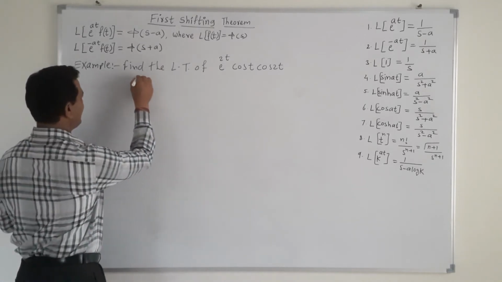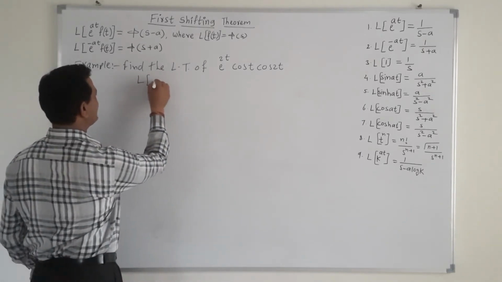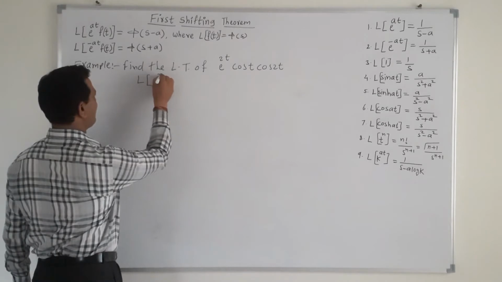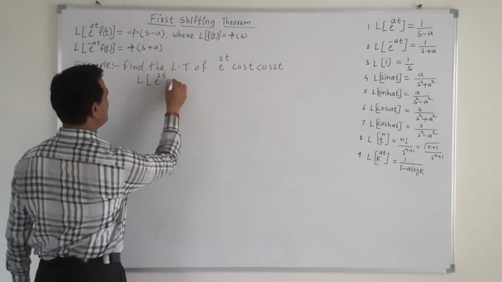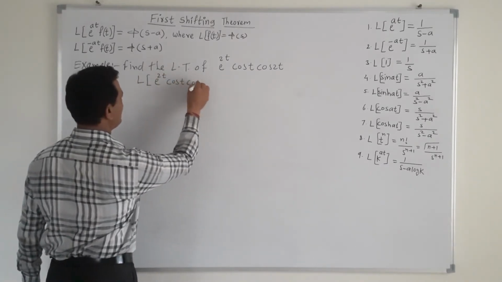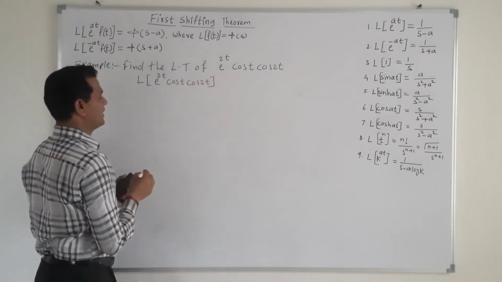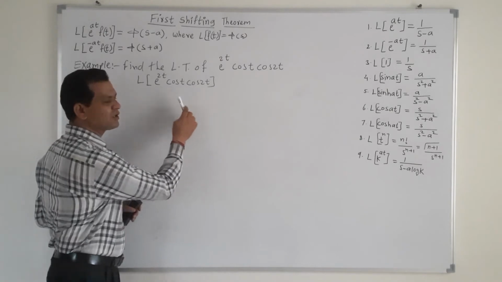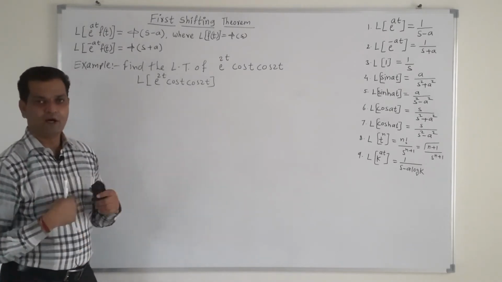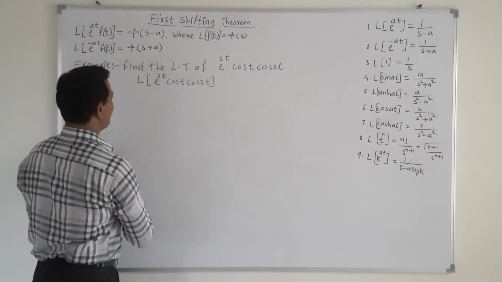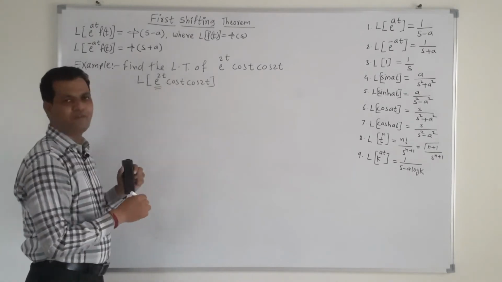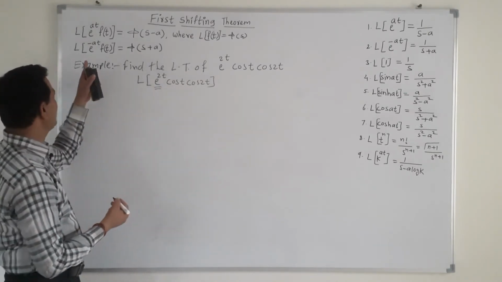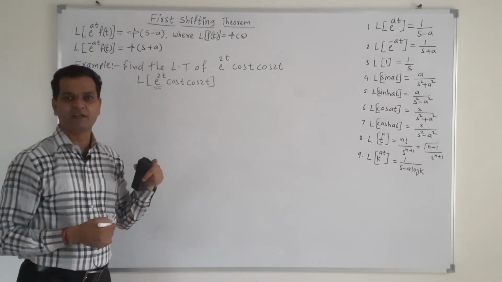So if we take the Laplace transformation of this function, then we get the Laplace transformation of e raised to 2t into cos of t, then cos of 2t. Now observe that this is the Laplace transformation of a product of 3 terms, and out of these 3 terms, 1 term is exponential. That's why we are using the first shifting theorem.